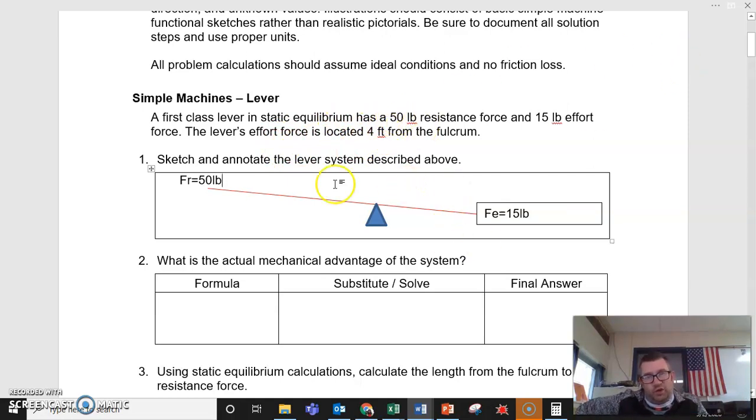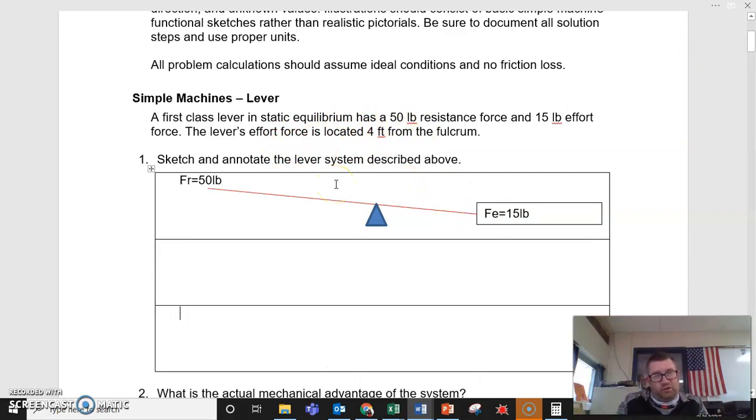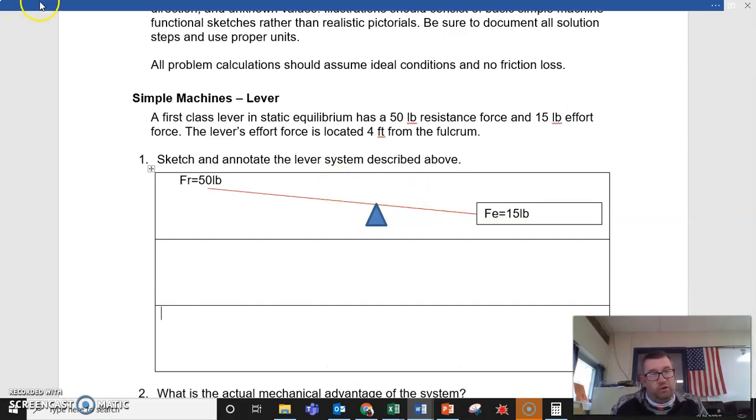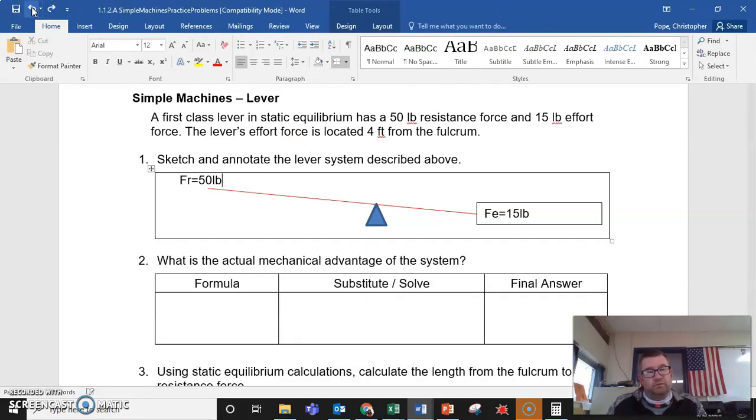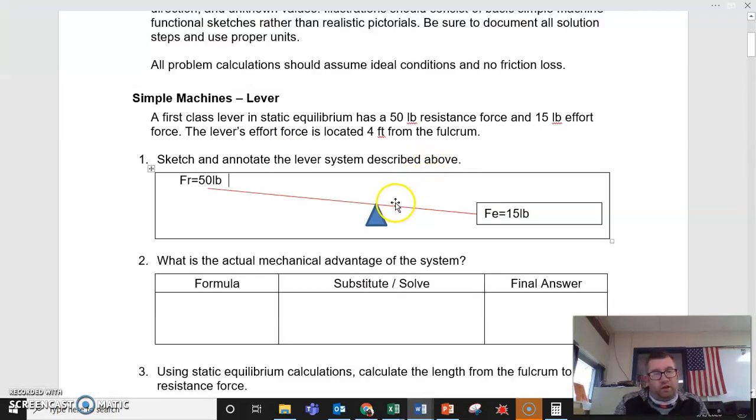So we'll come over here. Okay, my DE equals 4 feet. So that's the setup for my sketch. FR equals 50 pounds, DE equals 4 feet, and FE equals 15 pounds.